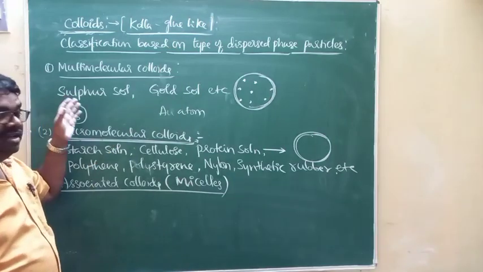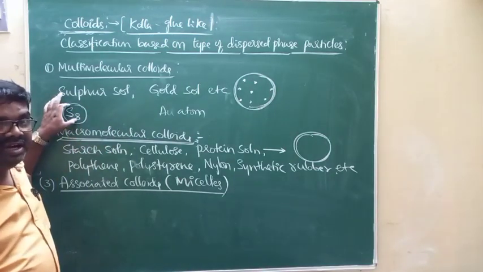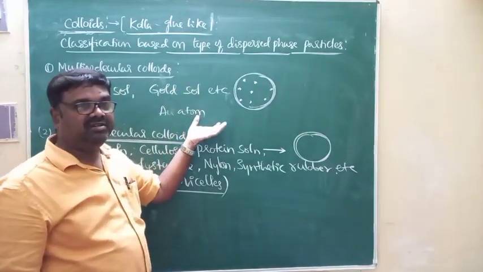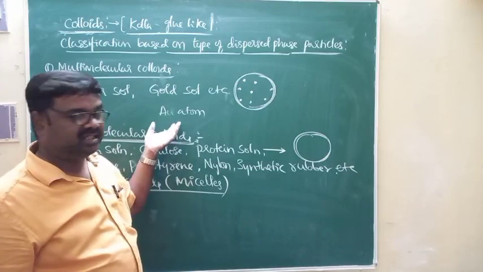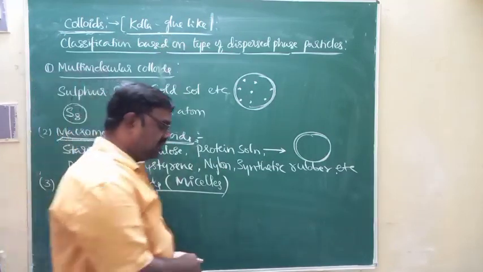In the case of colloidal sulfur particles, sulfur molecules are held together by van der Waals forces of attraction. In the case of gold sol, gold atoms are held together by van der Waals forces of attraction. So this is what we call multimolecular colloids and macromolecular colloids.